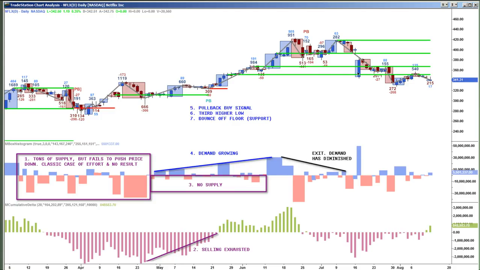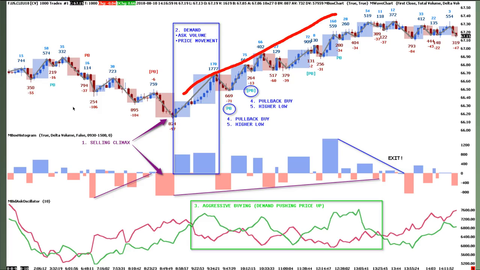Look at this. We've got climactic buying here. Look at this, it's like a resurrection bar. And then it comes back down. So remember, we saw a case of supply diminishing in slide 4. We saw in the crude oil 1,000 trades, we see the supply diminishing, then we see a climax, bam.